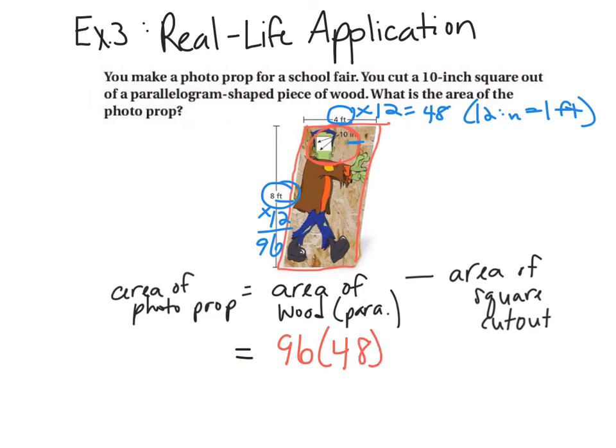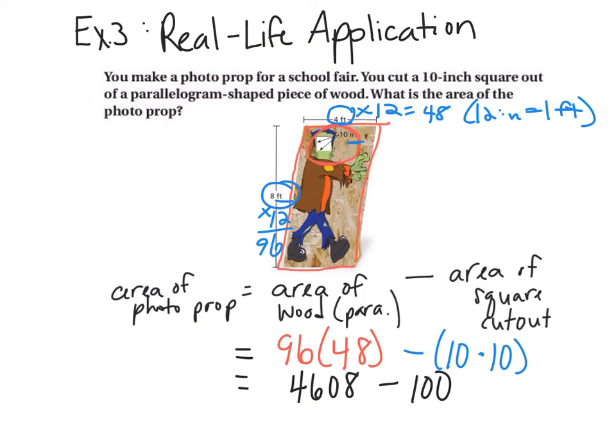And that's going to give us the area of the parallelogram, but we don't want to forget to subtract the area of that square cutout. And that says 10 inches times 10 inches. And of course, squares are equal on all sides. So that's just going to be equal to 10 times 10. And then you're going to have to do some side math for 96 times 48, but I've done that, and the answer is 4,608 minus 100.